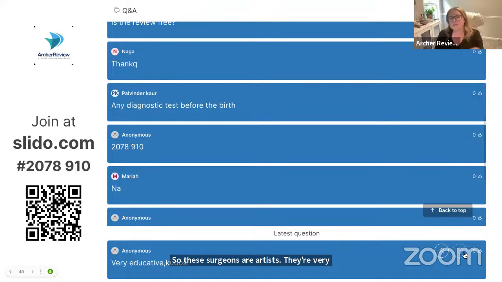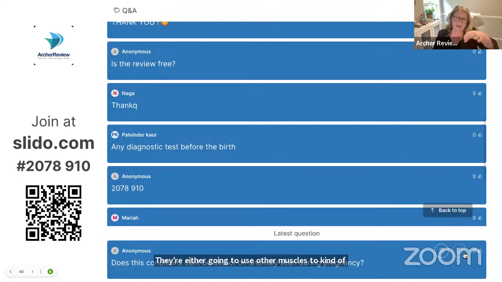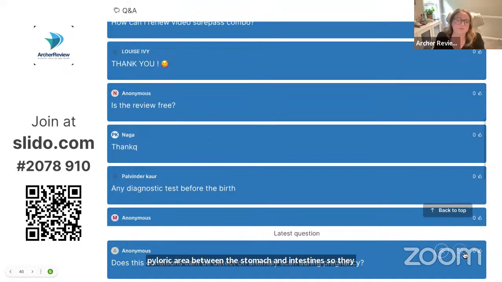And while they don't necessarily have that pyloric sphincter, they're either going to use other muscles to kind of replace that, or they're going to kind of cinch that pyloric area between the stomach and intestines, so they will have a relatively normal digestive process. Pyloric stenosis, it's one of those that it's super scary, your baby needs surgery, but it's a fast fix and they usually have a really good prognosis.